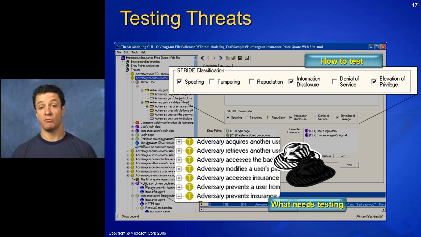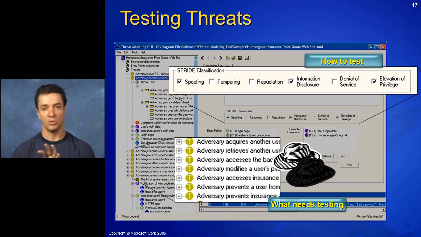Next is testing the threats. Every single threat in the threat model must be tested. Historically we found that most security testers are not good security testers. Sorry, most testers are not good security testers. Well, the threat model can help drive a lot of that process. So first and foremost, every single threat needs to be tested.